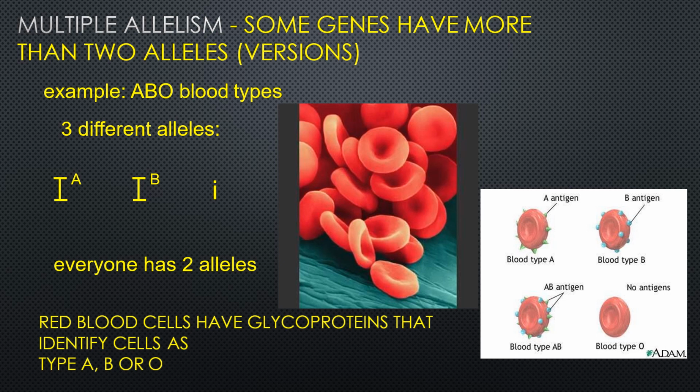Red blood cells are identified as A, B, and O based on the glycoproteins on the outside of the cell. And so I don't know if you know your blood type. My blood type is A, and so I am right here. And each person has 2 different alleles. But there are 3 alleles total as options for your blood type. So that is called multiple allelism.